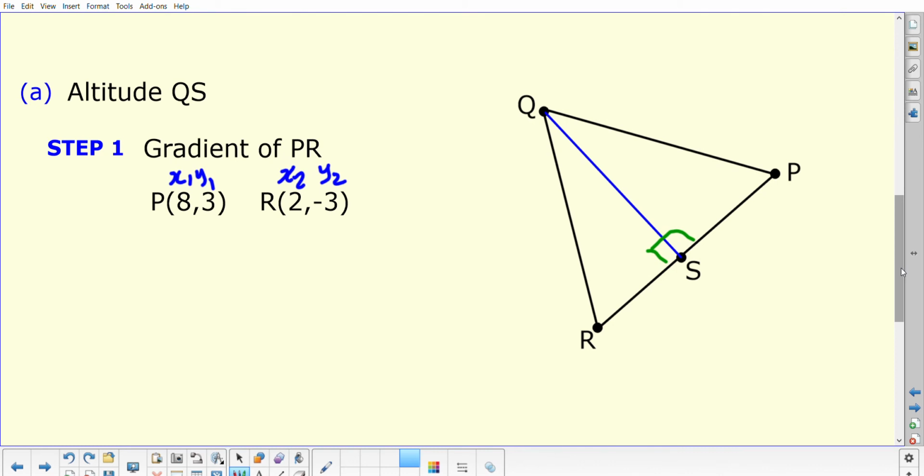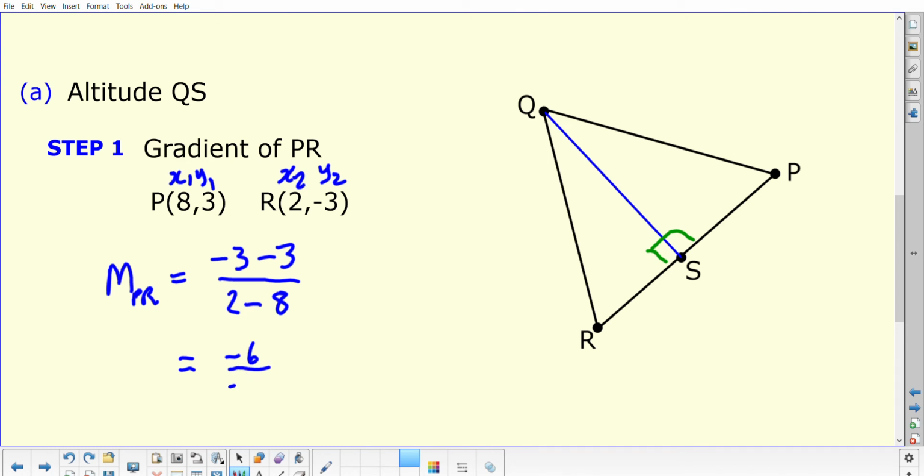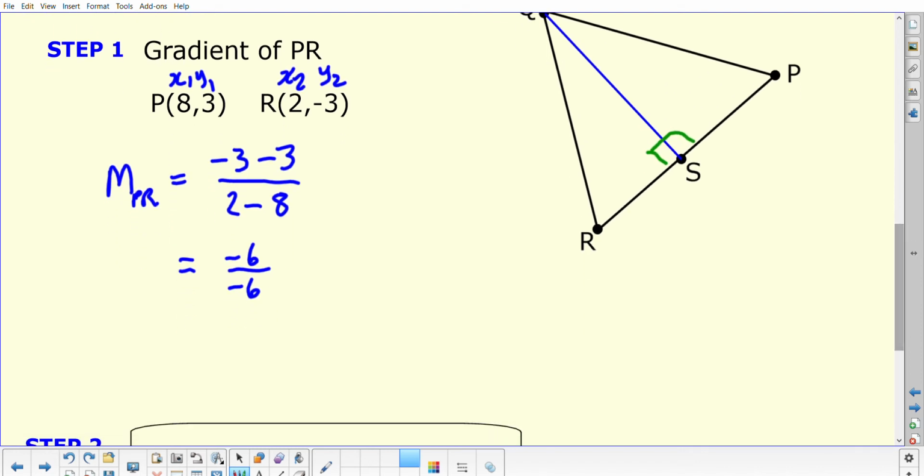It doesn't have any of the other line information or any points that we need. And just a reminder that this is not the midpoint. Altitude is to do with the perpendicular work. So when you're writing down your working, you're going to be working out the gradient. So letter M for gradient, PR subscript, because they're the 2 points that I'm using, and it's going to be y2, which is -3, take away y1, and your x2, which is 2 minus the x1, which is 8. So that does give me -6 on the top over -6, that's going to give me a gradient for PR of +1.